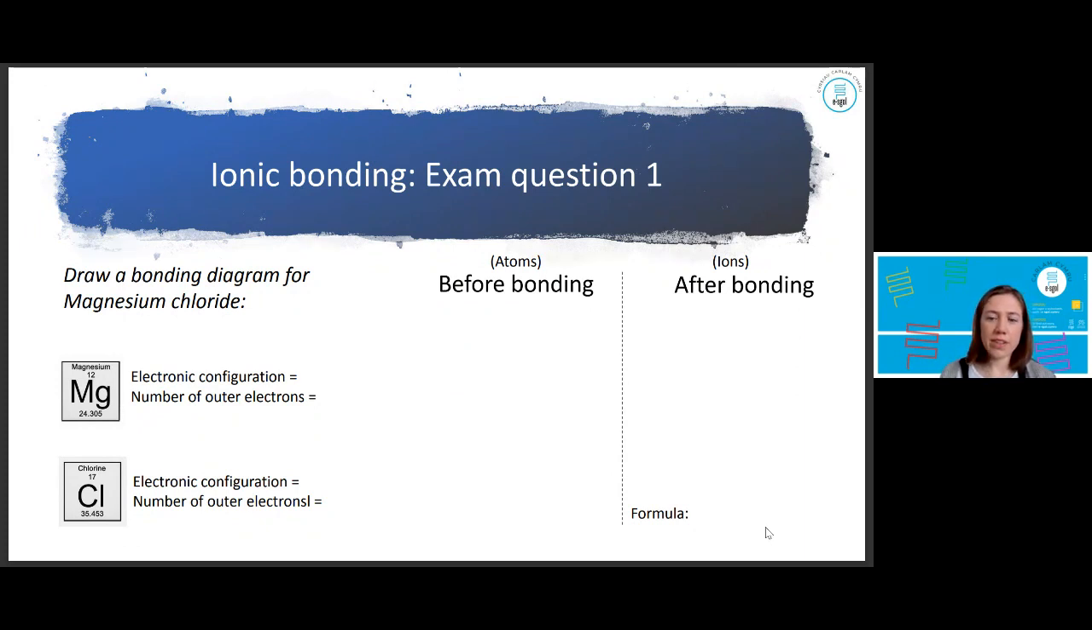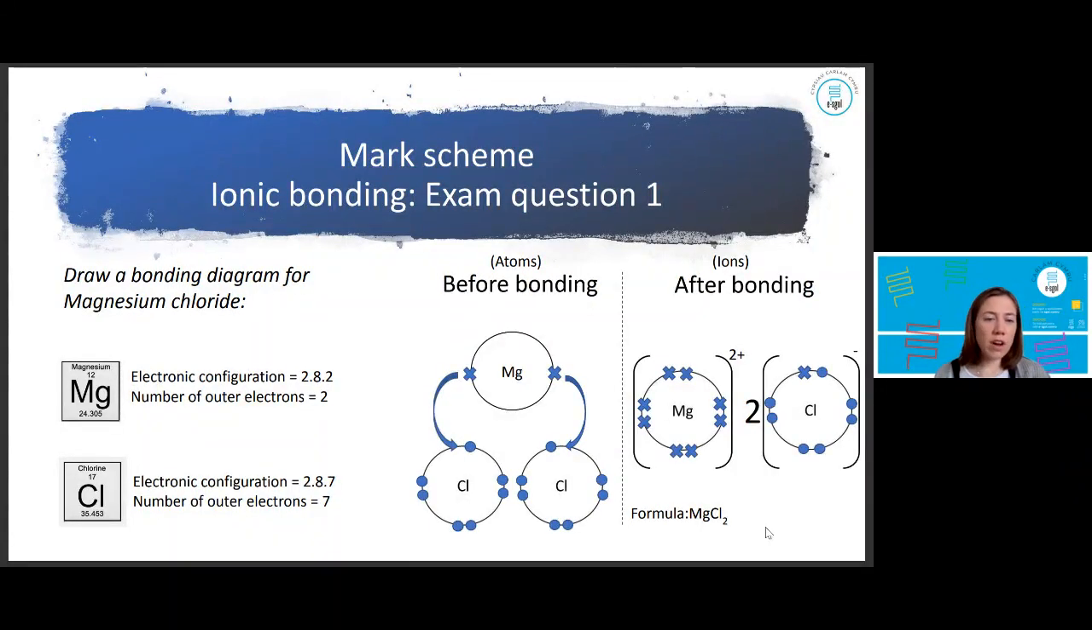Okay, so if you need more time, remember you can just stop this at any time and work through this question. But I'm going to show you the answer now. So here we go, we've got magnesium, electronic configuration 2,8,2. Okay, that means there are 2 outer electrons. And then chlorine, the electronic configuration is 2,8,7, meaning that there are 7 outer electrons.